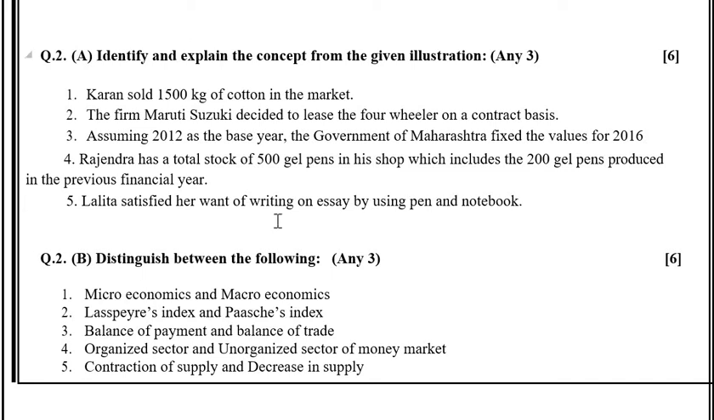So you have to identify what this concept is and you have to explain it. Don't just write the concept and keep it. You have to explain it, students. I am telling you again. Again, 6 marks, I have already told you.